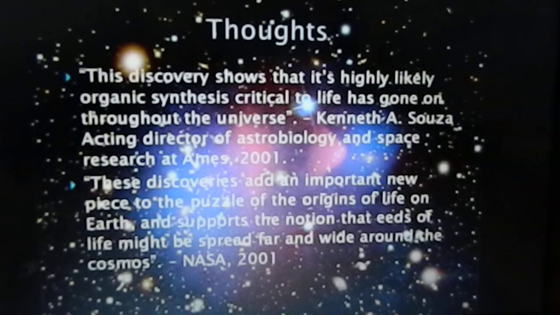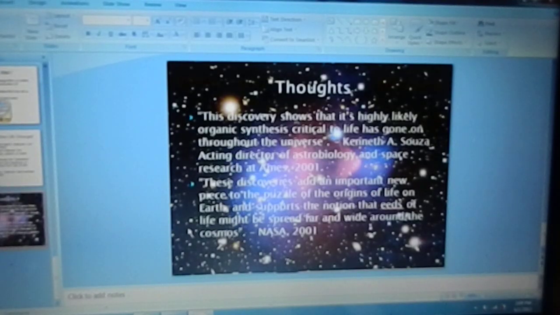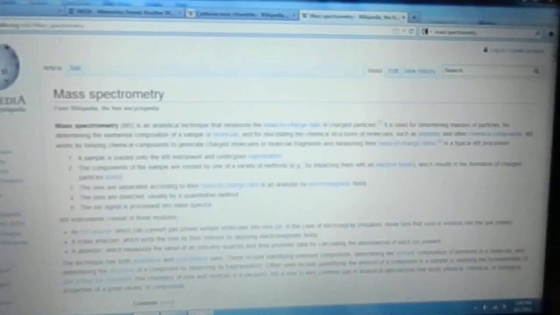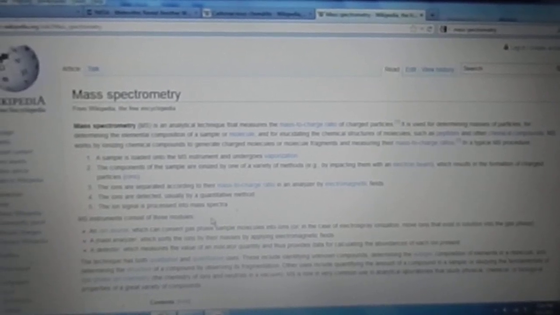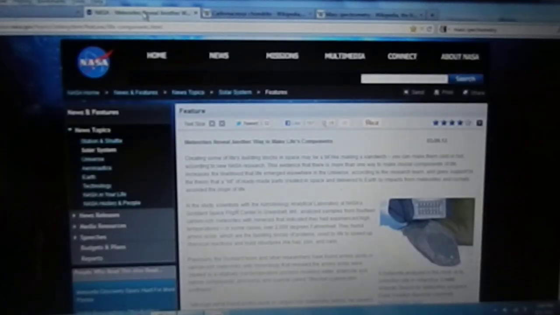Now I also want to show you one other thing. It's a link. Oh, mass spectrometry. Do you guys want to know what that is? It is an analytical technique that measures the mass to charge ratio of charged particles. It's used for determining masses of particles, for determining the elemental composition of a sample or molecule, and for elucidating the chemical structures of molecules such as peptides and other chemical compounds. I'm not going to read all that because that's not really what I wanted to show you. It's just what happened first.